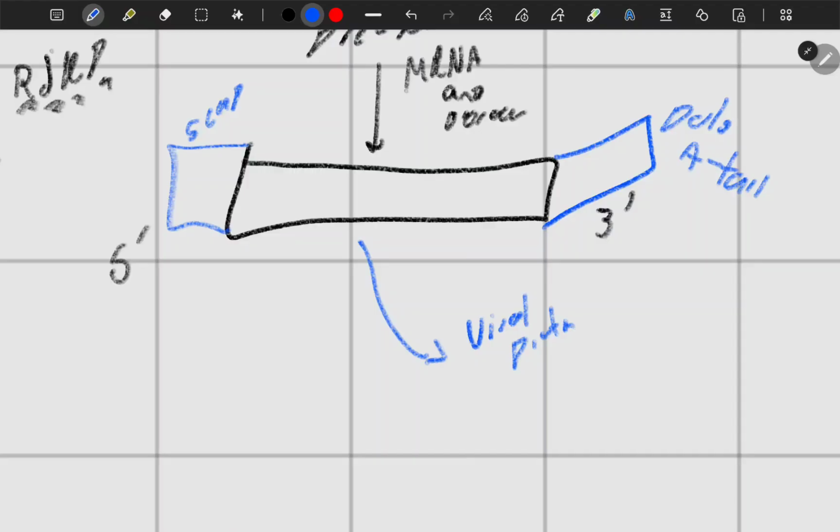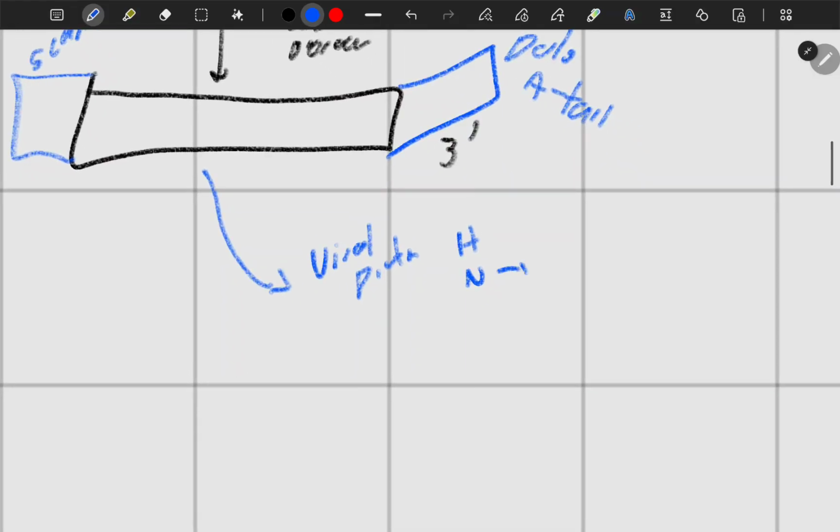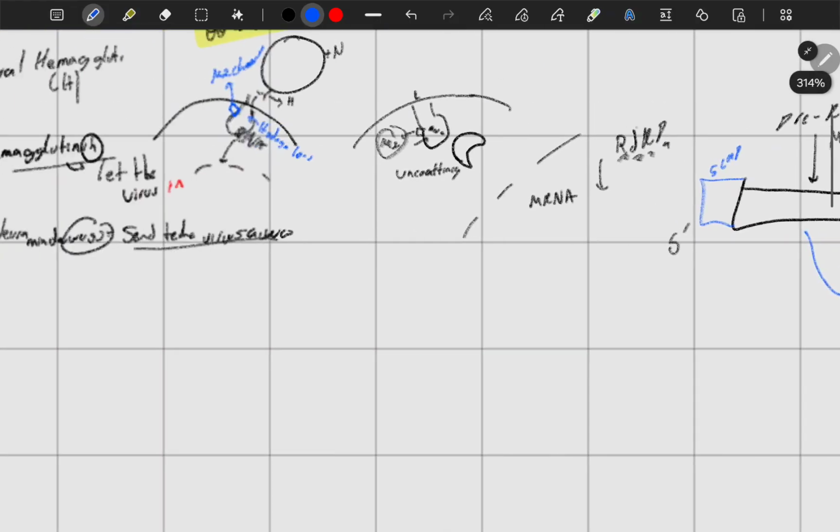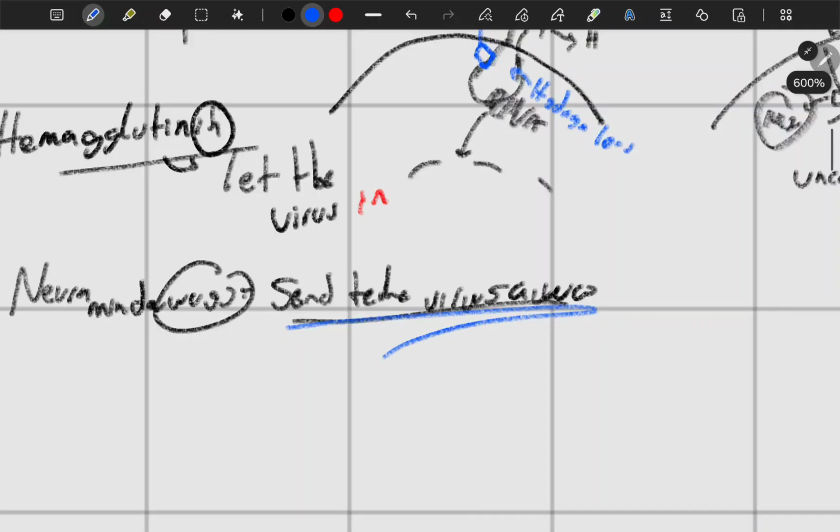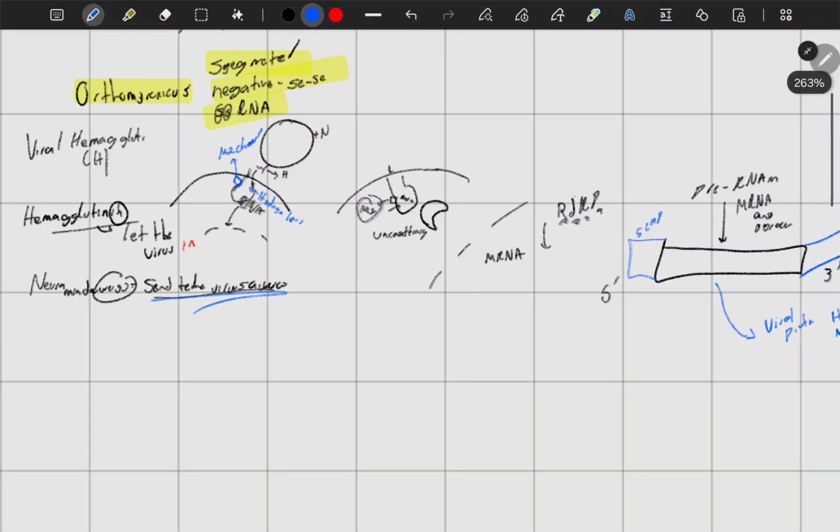These include proteins like hemagglutinin and neuraminidase. Like I was saying, neuraminidase is to send the virus away. So what's the function of neuraminidase? Well, neuraminidase clips sialic acid residues on the host surface, allowing the virus to detach and spread to neighboring cells. That's the reason that some drugs will work here.